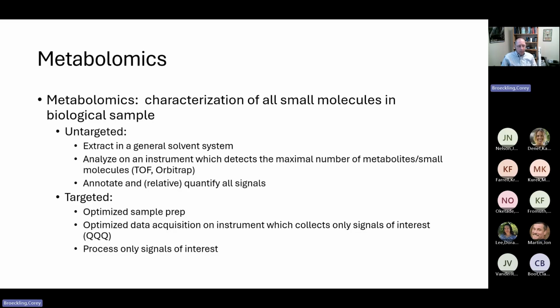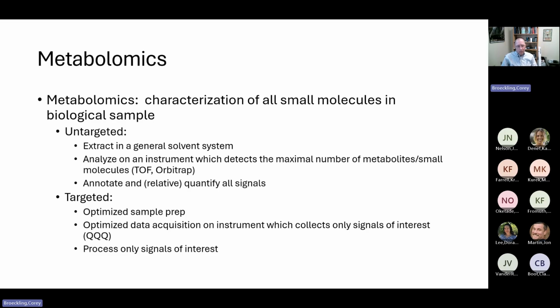Alternatively, there's targeted metabolomics, where we typically would try to optimize sample prep for particular analytes. For example, if we want to measure phytohormones, we can use a solvent system that we know extracts them well. We then optimize the data acquisition on the instrument, so that we collect data only on the signals of interest. Generally, this is done using tandem quadrupole or single quadrupole mass spectrometry, where we're using the quadrupole to isolate only those ions that we are targeting. And then we process the data only for the signals of interest.